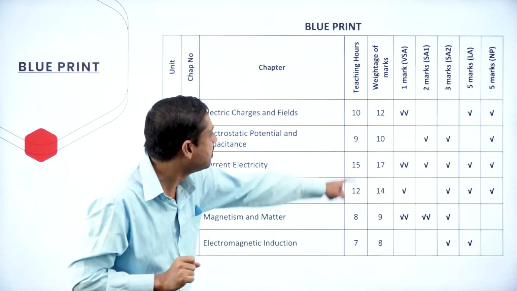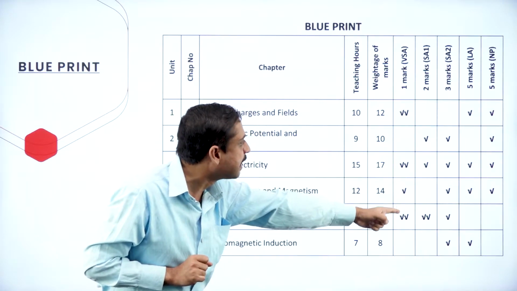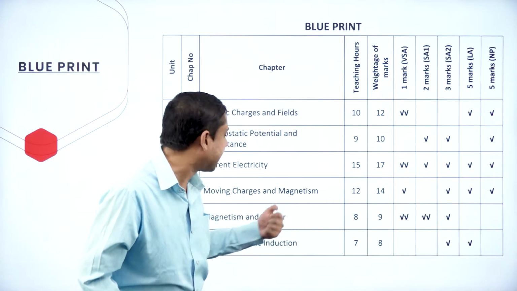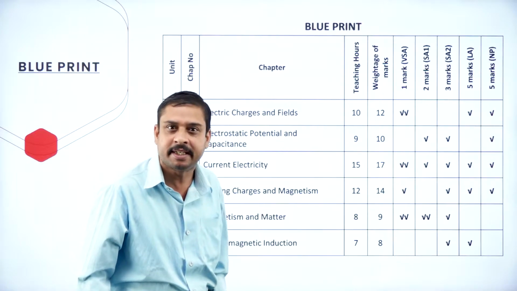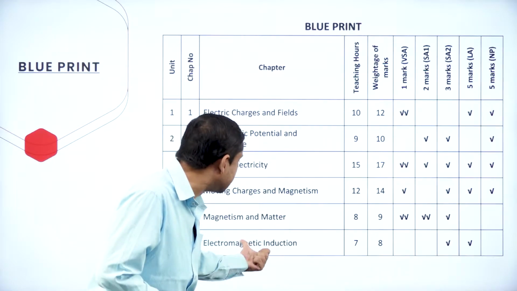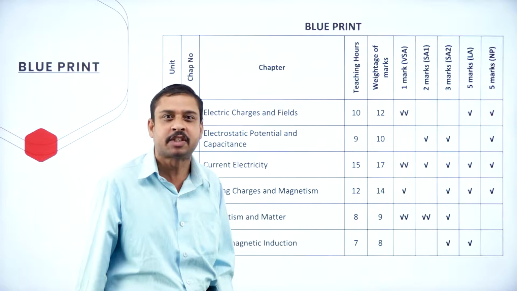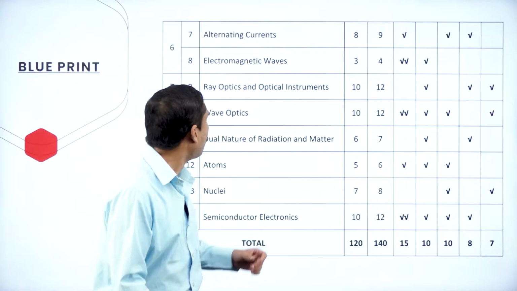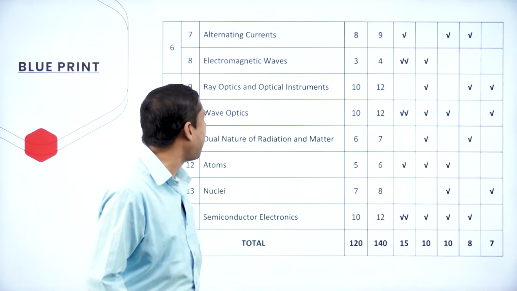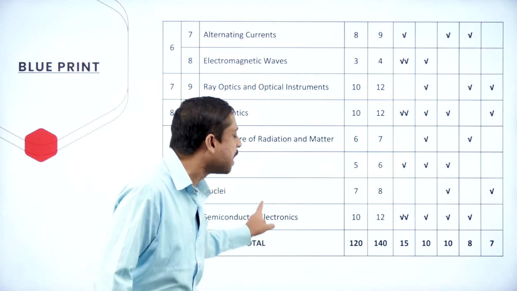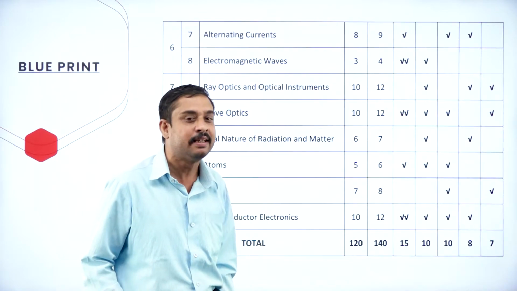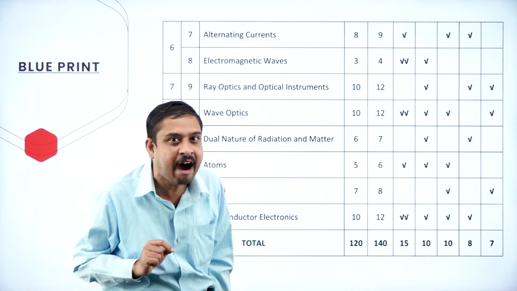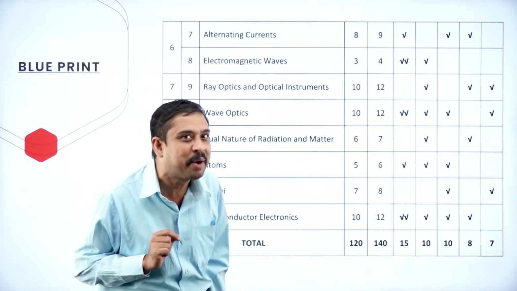Numericals ಅಲ್ಲಿ. See, which are the chapters comprising numericals? No numericals with magnetism and matter. Numericals from electromagnetic induction, very rare to appear. No numericals from electromagnetic waves, from semiconductor electronics. Andre, out of 7 numericals asked, ಎಷ್ಟು solve ಮಾಡಬೇಕು?